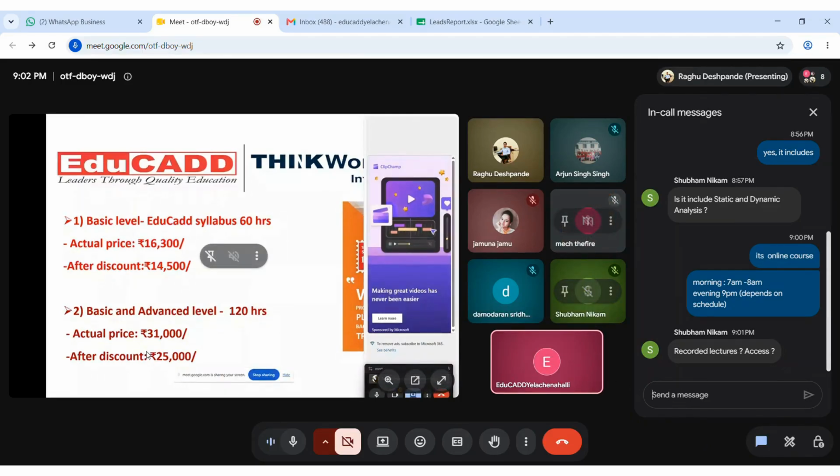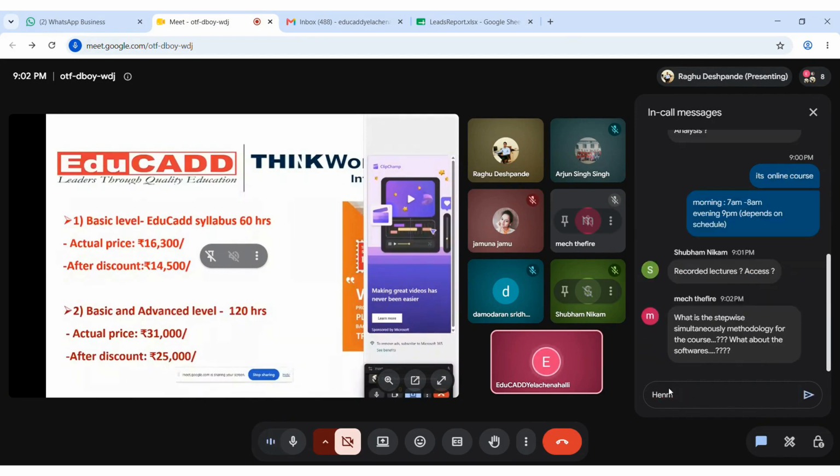Yeah, so this is the price detail. This is with the installment options. I'm going to drop you my number. Myself Hema. So registrations are going to close quite soon.